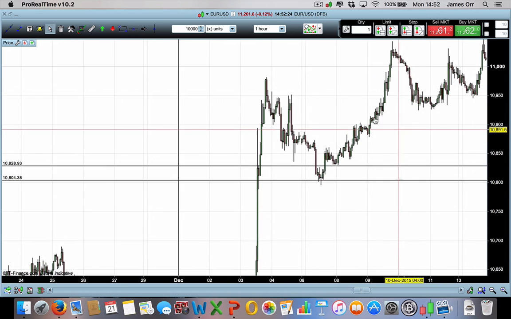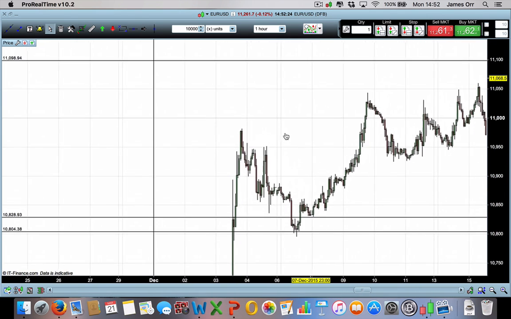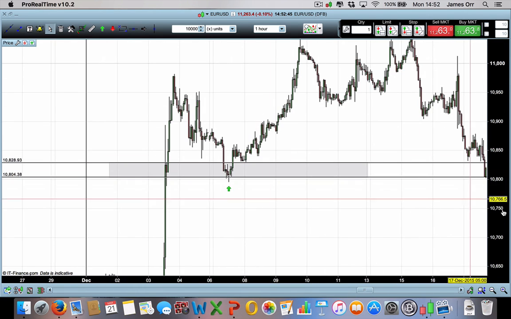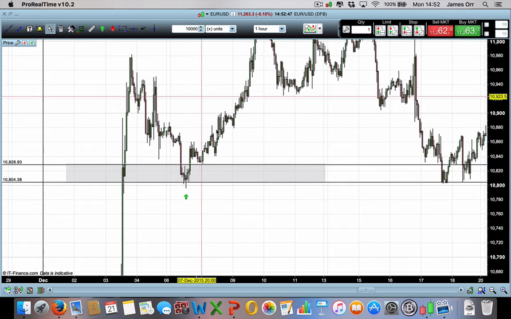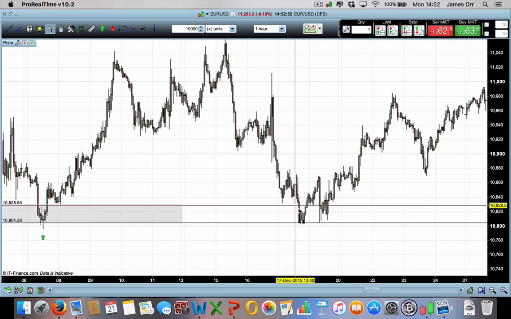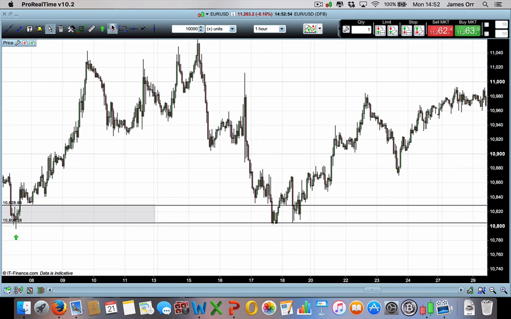All we're looking for is, first of all, a touch on our support and resistance. This is our support and resistance area here that we've marked. We're looking for a touch, the market to push up, and then the market to come back down again. Now this isn't a perfect setup, so I'm going to ignore it. However, if we come across here, the market is coming down.